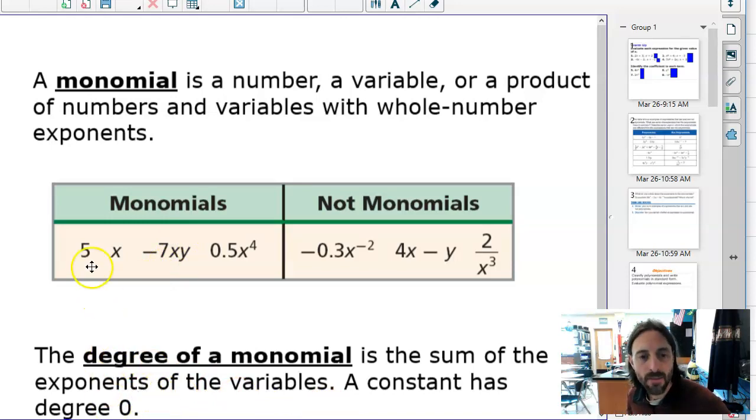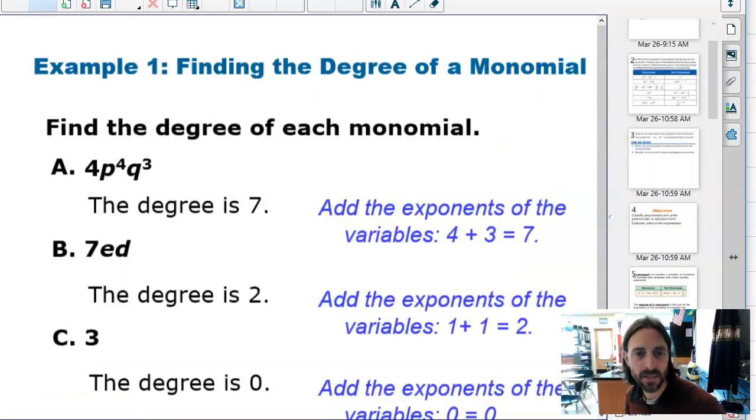Here's why. Imagine if there was a variable attached to this 5. It would be like 5x. But where's the x? Well, the x is to the 0 power. Boom! That's why anything to the 0 power is 1, so it's basically inconsequential. Anyway, that's sort of the math theory behind it.